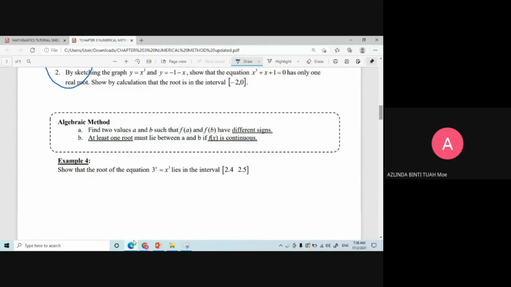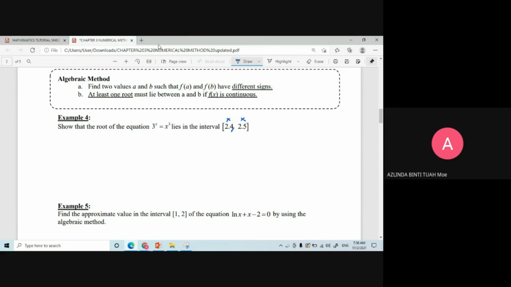Saya nak teruskan sikit lagi dengan algebraic method. Okay, algebraic method as I mentioned, soalan akan bagi 2 value of x. Ini interval ya. Interval ni maksudnya both of them x, from x equals to 2.4 until x equals to 2.5.